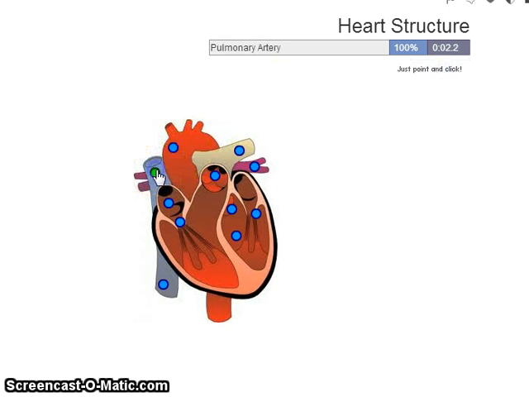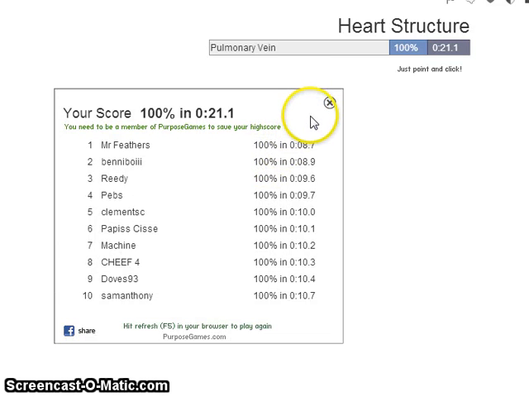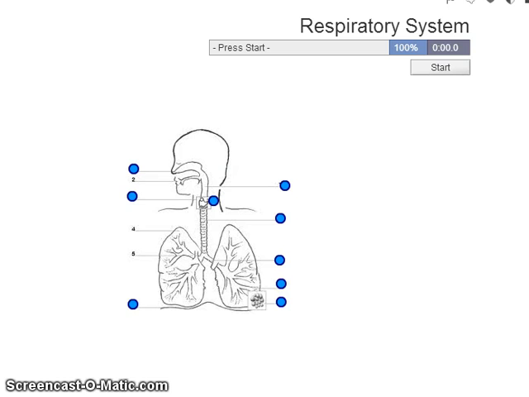Here is a game on Purpose Games that explains and shows where the structure of the heart is and what's in the heart. Here is a diagram on Purpose Games of the air intake, so where air will be taken in and then gaseous exchange will happen in the alveoli.